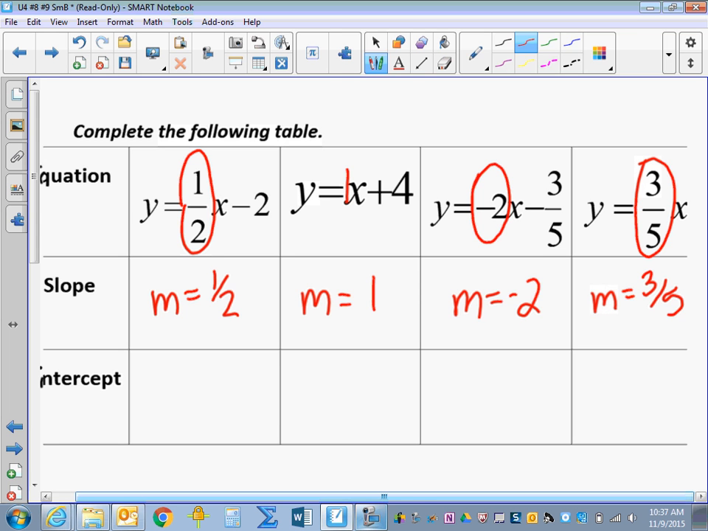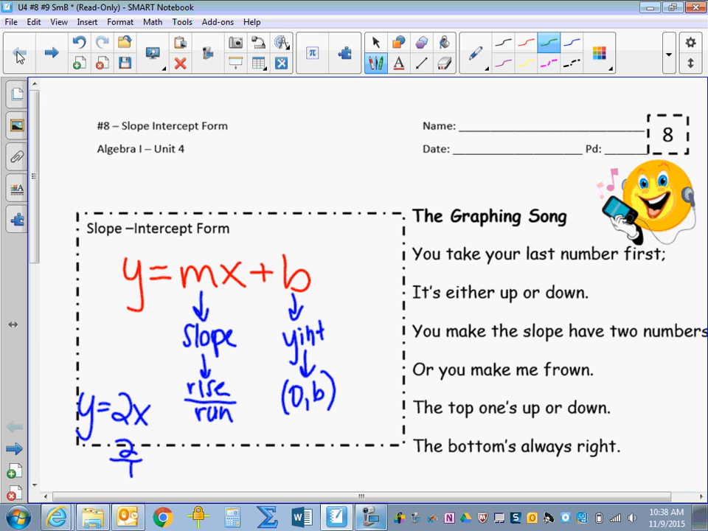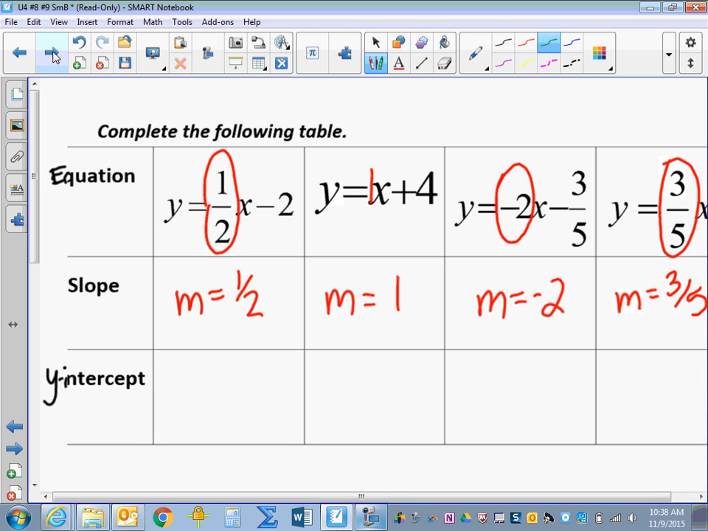All right, my y-intercept. Do you remember which part of my equation is my y-intercept? What did we just write down? Good. B is my y-intercept. So that last number is going to be my y-intercept. Again, make sure you have that negative with it. We write our y-intercept as an ordered pair. Some of you on your last quiz were not doing that. You need to write it as an ordered pair. So my y-intercept is (0, -2).